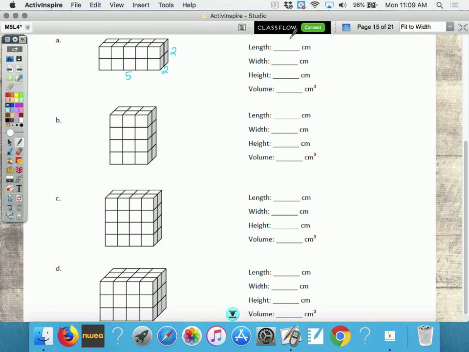So the length is 5. The width is 2. The height is 2. Okay, so I can do 5 times 4 or I could do 10 times 2. What's the answer? 20.